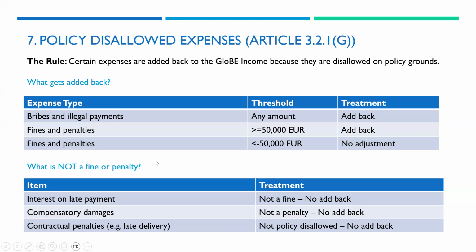What is disallowed is fines and penalties not in the nature of these: a traffic fine, a parking fine, a red light fine, or an amortization rule not being followed. Those things will all be added back, provided it's cumulatively more than 50,000 euros.